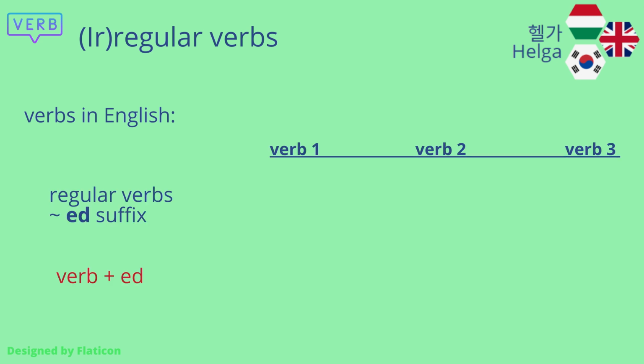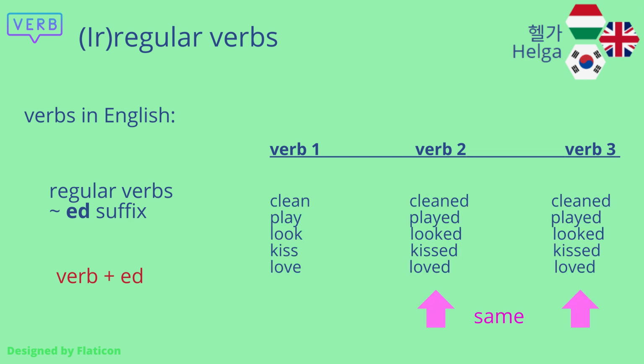When we talk about regular verbs, we use ed suffix, verb plus ed. It's very easy. For example, clean, cleaned, cleaned. Play, played, played. Look, looked, looked. Kiss, kissed, kissed. Love, loved, loved. If you look at verb 2 and verb 3, they are the same. It's very easy.